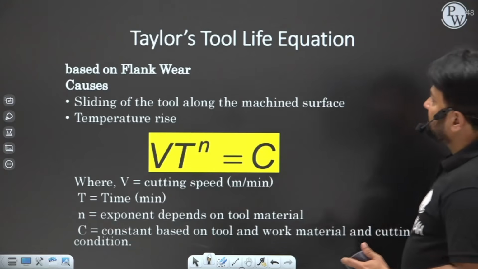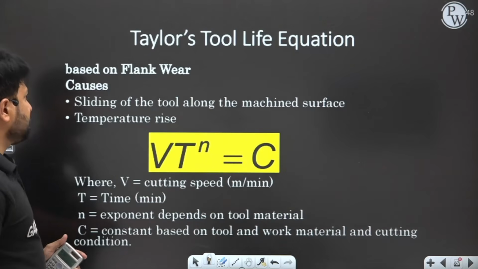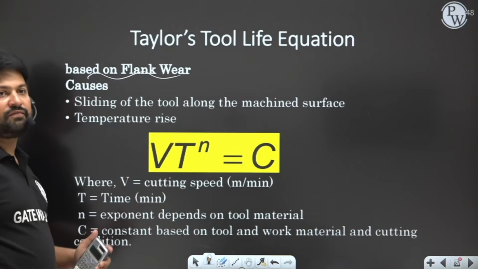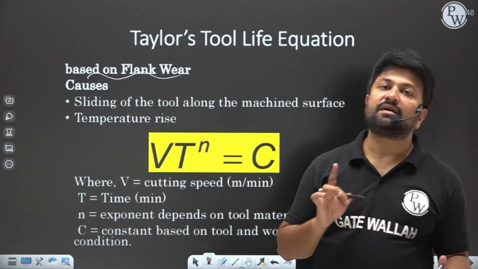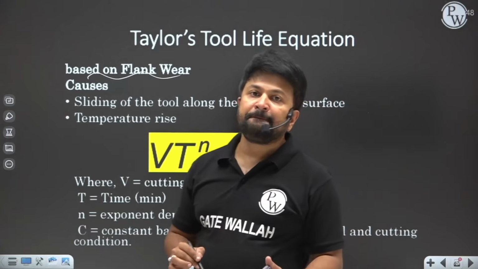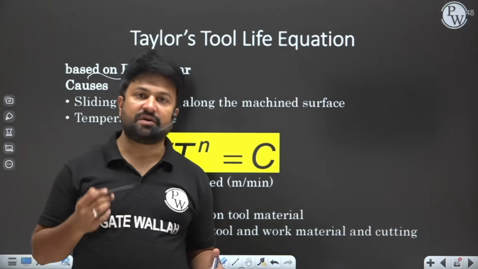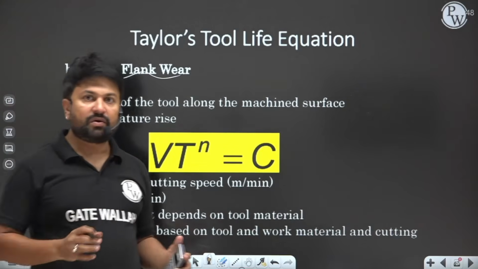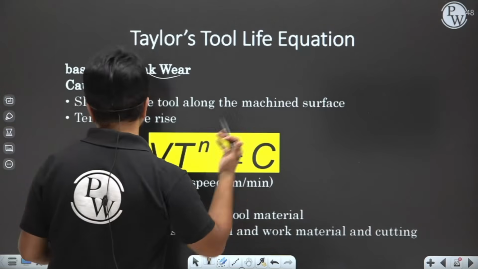Now let's discuss the Taylor's tool life equation. My dear, the Taylor's tool life equation is generally based on the flank wear, okay, not totally on the flank wear. Other parameters also, like cutting velocity and cutting condition. Cutting condition means type of the lubricant which you are providing, type of the tool, type of the workpiece. The tool life equation is based on a lot of other machining parameters.